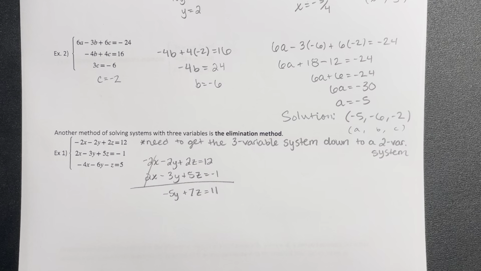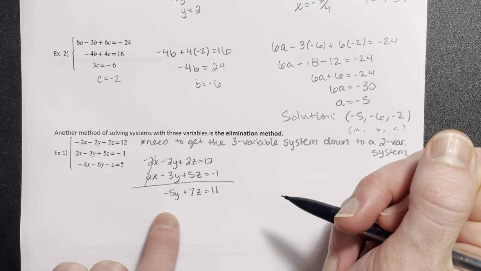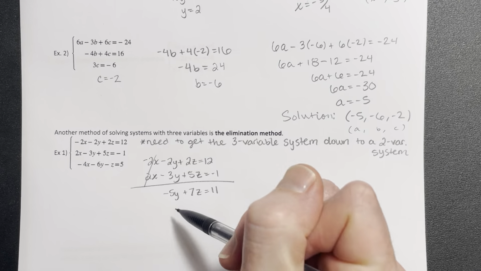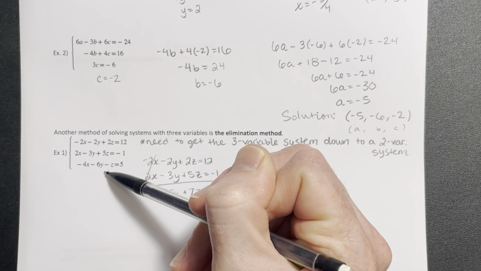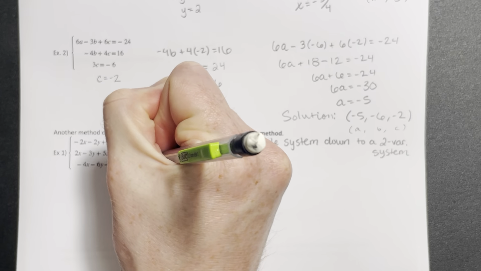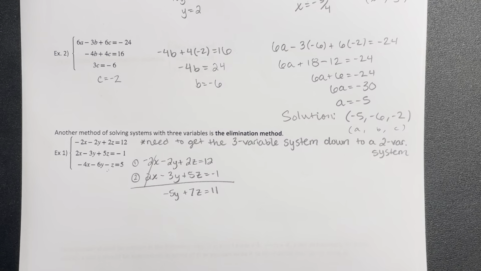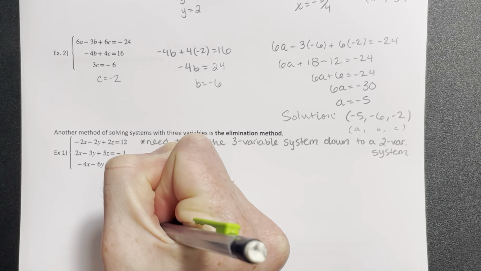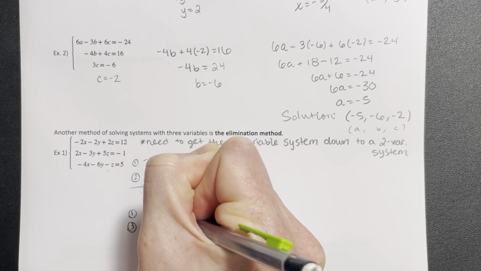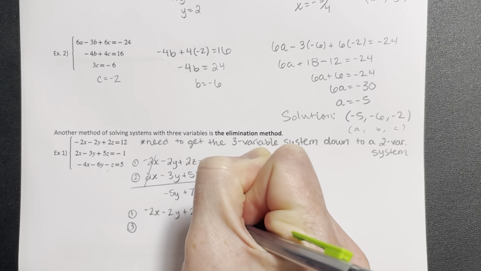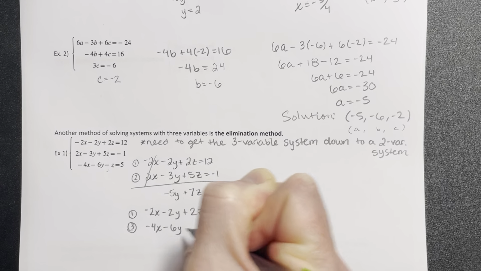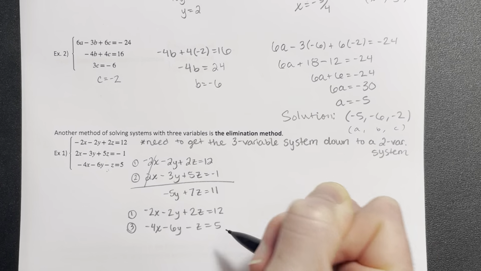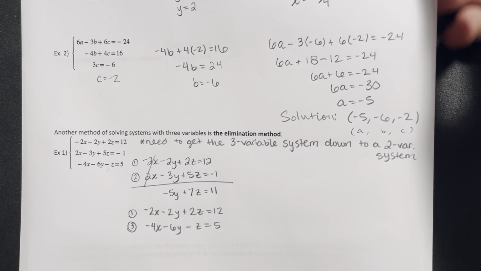And then we can do another equation of y and z. So we just need to create another equation, and that could be done by using the first and third equation or the second and third equation. So here I put the first and second one together. Now we're going to do, let's say, the first and third. So if I put the first and third together, negative 2x minus 2y plus 2z equals 12, and negative 4x minus 6y minus z equals 5. For this, we're going to need to do a little bit of manipulating.